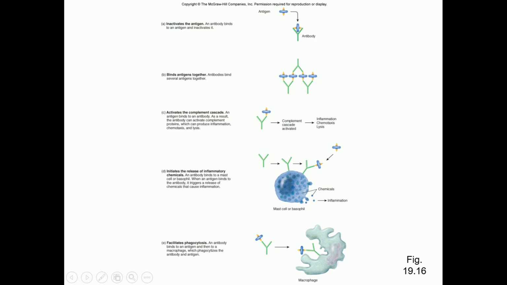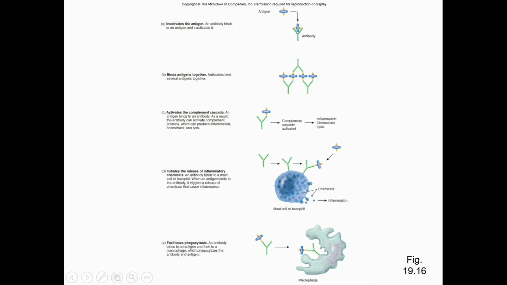First, we have A. Inactivate the antigen. The antibody binds to an antigen and inactivates it. B. Binds antigens together. Antibodies bind several antigens together. C. Activates the complement cascade. An antigen binds to an antibody. As a result, the antibody can activate complement proteins which can produce inflammation, chemotaxis, and lysis.